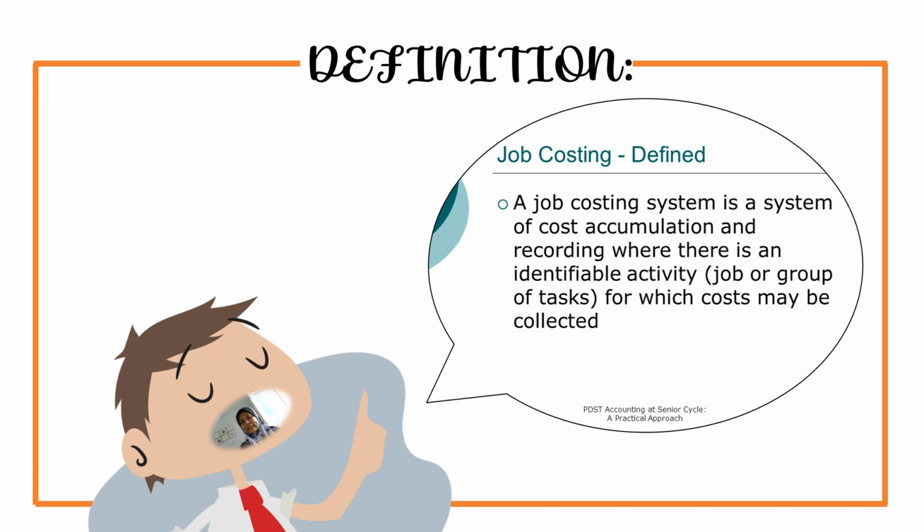The first costing method is job costing. It is basically defined as a costing method where the cost of the work is accumulated and recorded specifically where there is an identifiable activity going on.